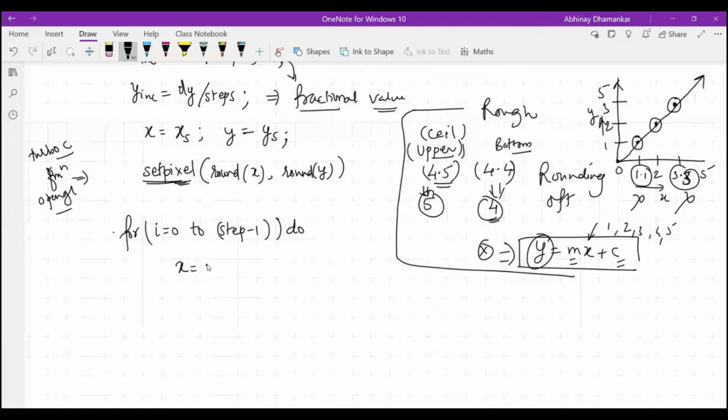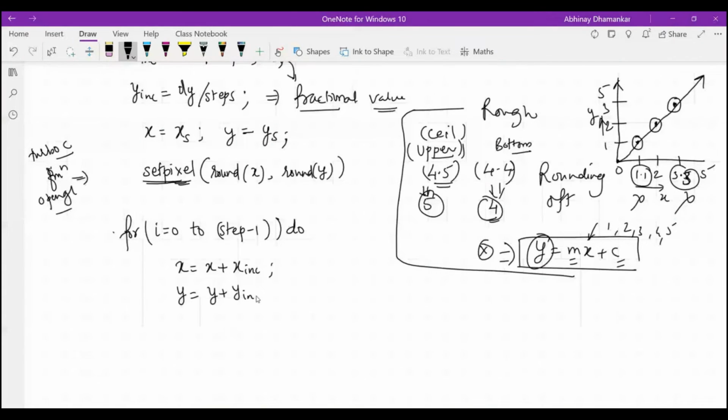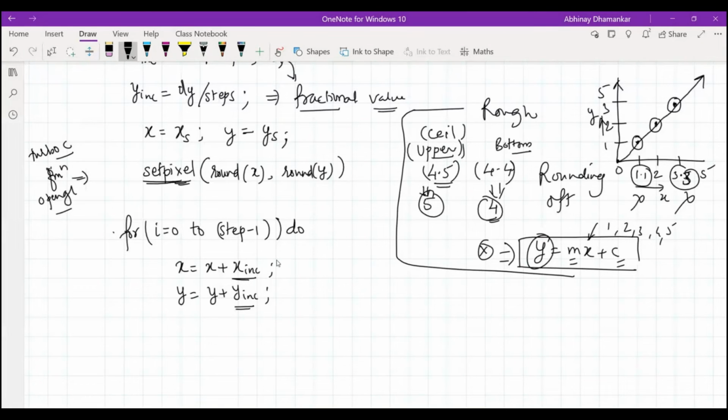Now after that you need to find the next x. So x should be increased by x increment. Let me add the statement terminator. And the next y will be the previous y plus y increment, which we calculated previously. Again note it down, x increment and y increment will always have a fractional part. To the previous rounded off value we have to add the increment and then find the value of the next.